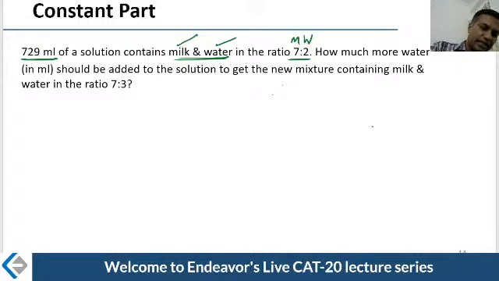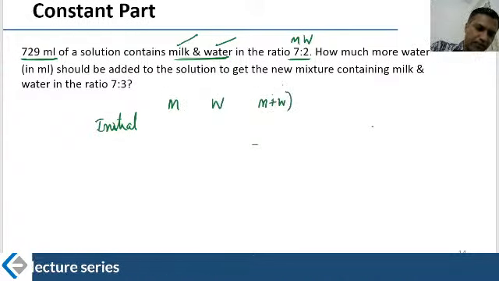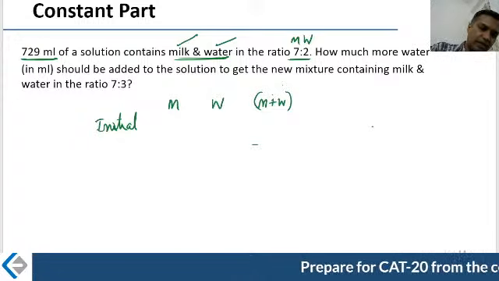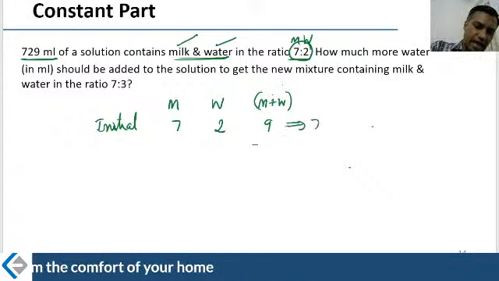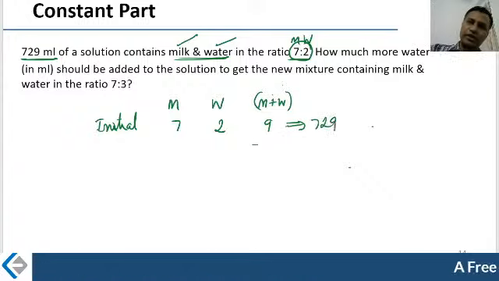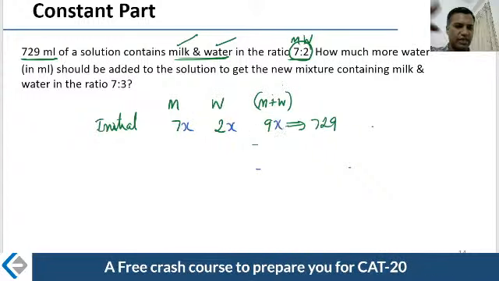So now look at the initial case. There is milk, there is water, and there is a solution. What do you mean by solution? Milk and water together. What was the milk there? 7 portions. What is the water there? 2 portions. So 7 is to 2, and the total is 9 portions. But what does that 9 portions correspond to? 729 ml. Of course, there is an x. You can always write it as 7x plus 2x, which is 9x, equal to 729.